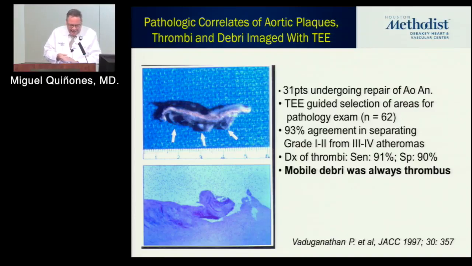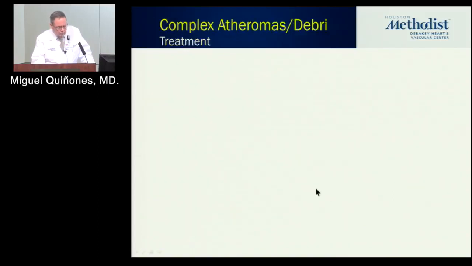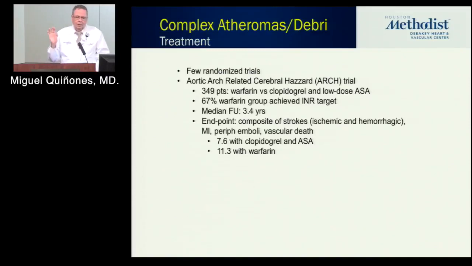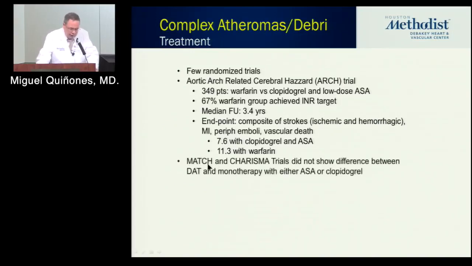So this is from the article, and you can see these were thrombus. So I think nowadays, the teaching is that when you see these flying objects there, usually they're thrombi. Now, the problem is what to do with them. And there's been very few randomized trials. There's not a very good answer. Warfarin, there's been observational studies that suggested that warfarin would work. But then there was this ARCH trial where warfarin was compared to clopidogrel and aspirin, and clopidogrel and aspirin had fewer events in follow-up, 7.6 versus 11 for warfarin. And then there were two trials, MATCH and CHARISMA, that showed no benefit between combined aspirin and clopidogrel or aspirin or clopidogrel alone.